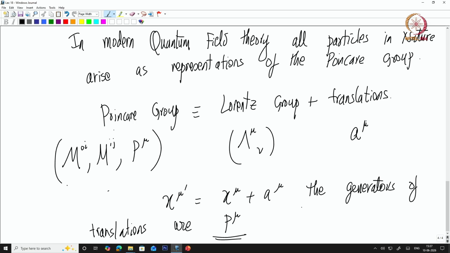This is the Poincare group essentially. M0i and Mij are nothing but your Lambda mu nu generators, and P mu is the generator of translations. Okay, Poincare group generators essentially. So, that is the reason why we went in this particular fashion.